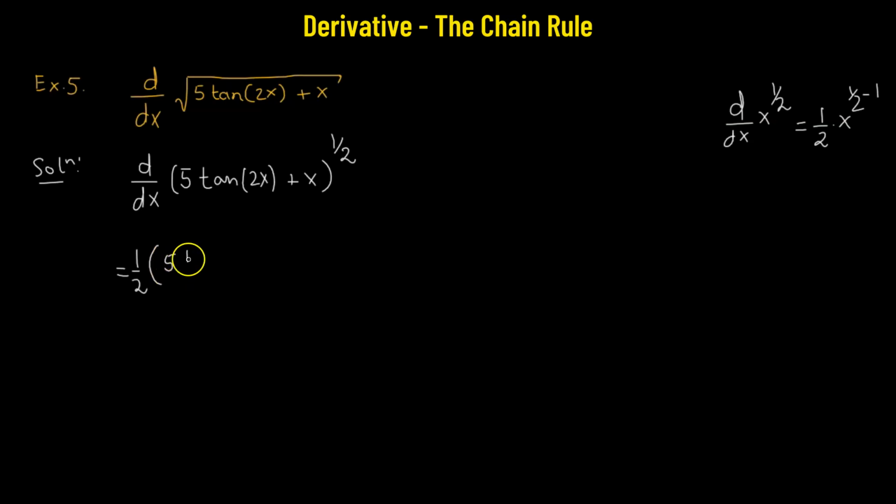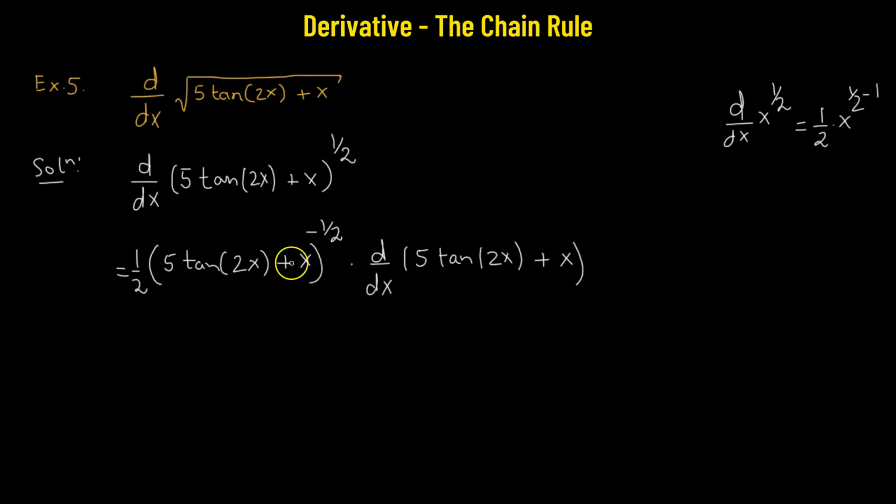So our x here is the assumed value, which is 5 times tangent of 2x plus x raised to the power of half minus 1. So that is negative half. Then we need to multiply it to our assumption, because we are applying the chain rule. So we have d/dx of the assumption, which was 5 times tangent of 2x plus x. Right. So now we have to find the derivative of this particular function.